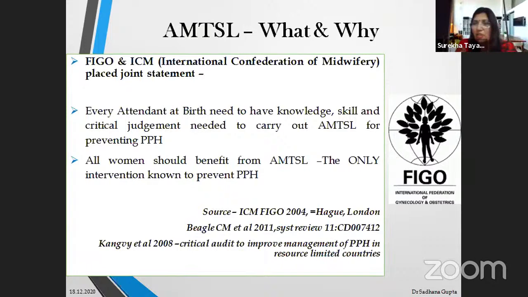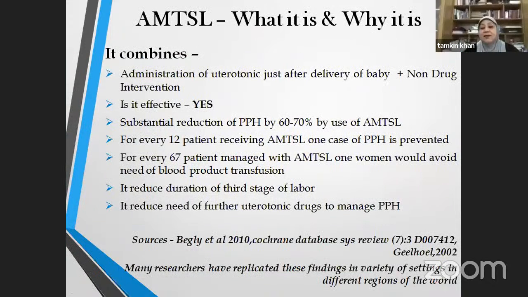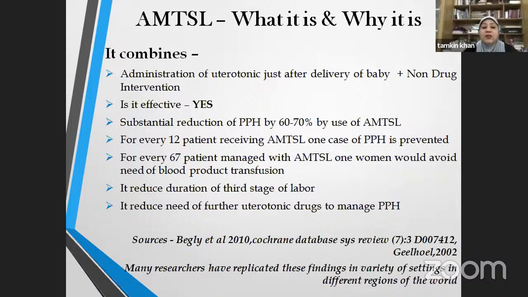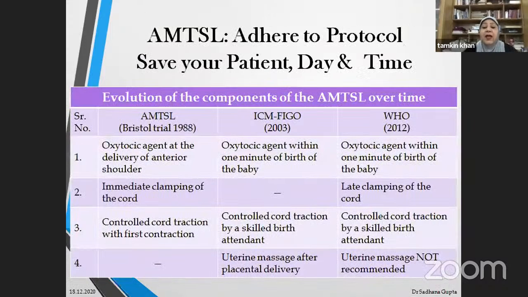10 units intramuscular. We are following the WHO protocol. Oxytocin immediately after the delivery of the baby is the most important component of AMTSL. Uterine massage we are not doing, we are following controlled contraction, and uniformly for all term and preterm we are following delayed cord clamping.